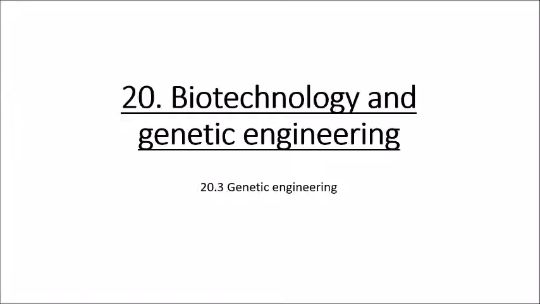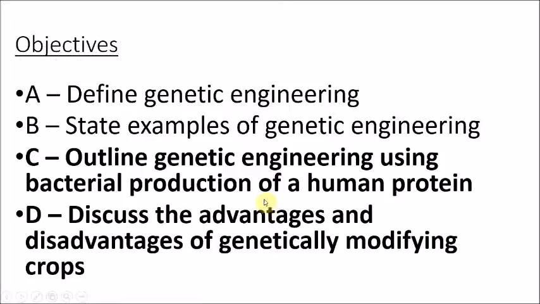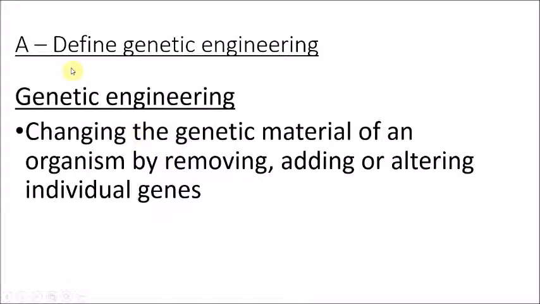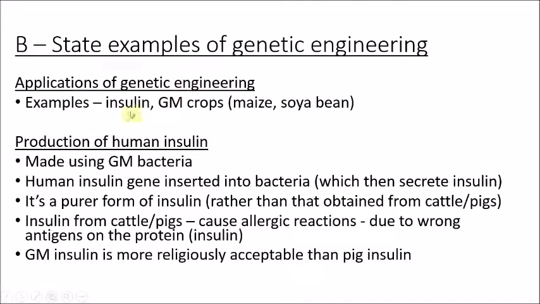Okay, so the third and final part of 20, biotechnology and genetic engineering, is to talk in detail about genetic engineering, 20.3. These are the objectives here. We'll start by defining genetic engineering: basically changing the genetic material of an organism, like a bacteria, by adding or altering individual genes in that organism. These are some examples: making insulin, or GM crops. And insulin, basically, people with diabetes don't make enough insulin, or their insulin is faulty, so they need a good supply of it.